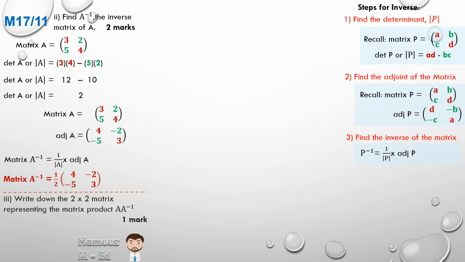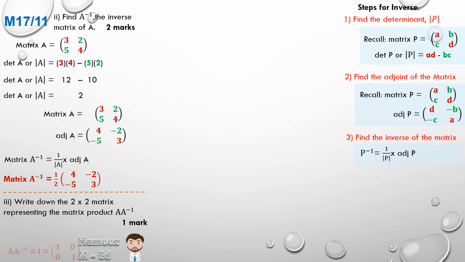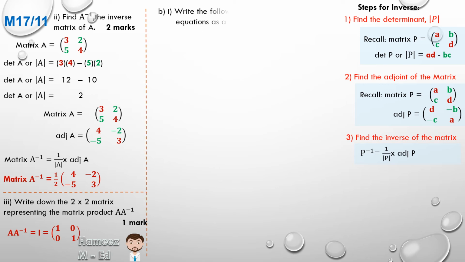Part 3 now. Write down the 2 by 2 matrix representing the matrix product A A inverse. So when two matrices are multiplying each other and one is the inverse of the other, it gives us the identity. So A A inverse will be equal to I. And what is the identity matrix? 1, 0, 0, 1.